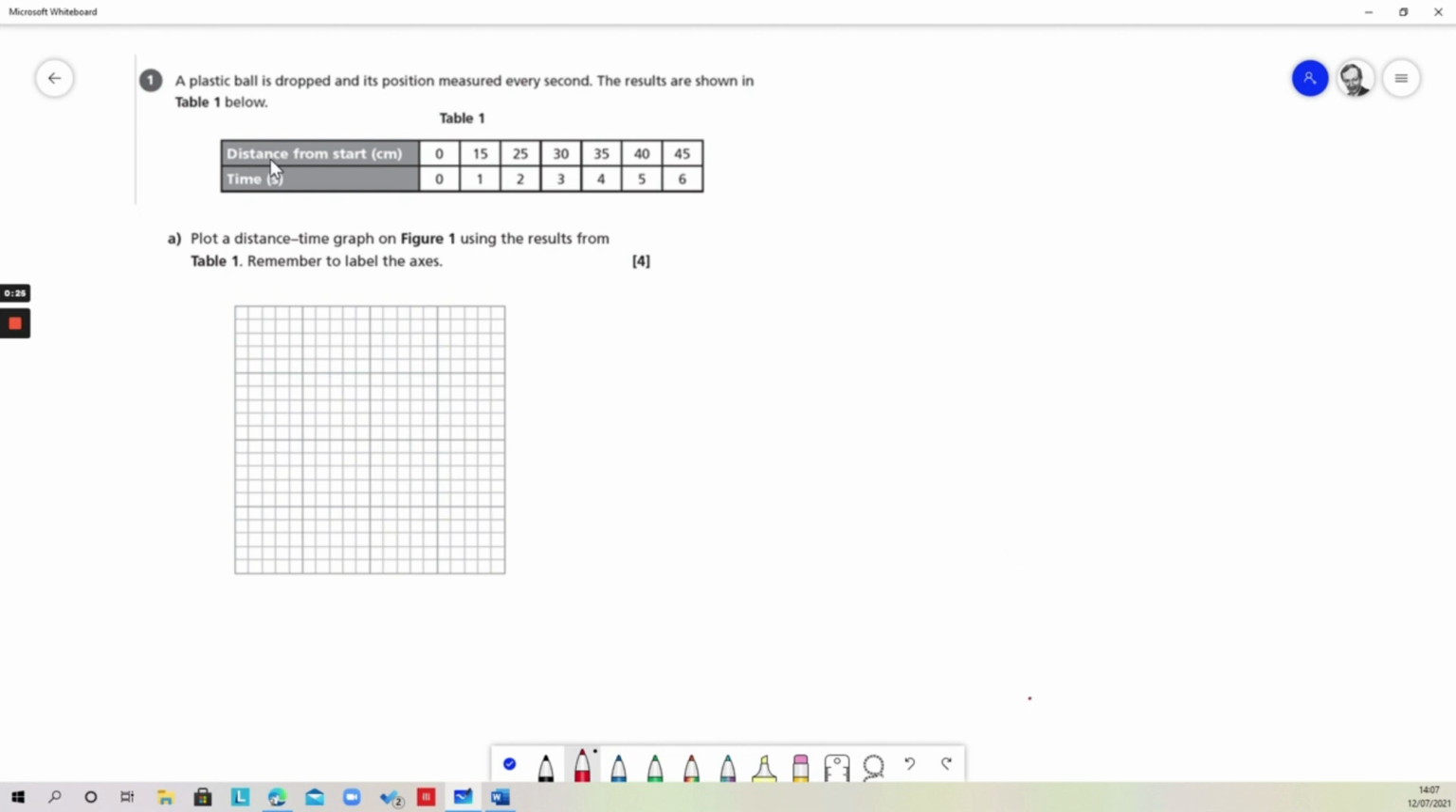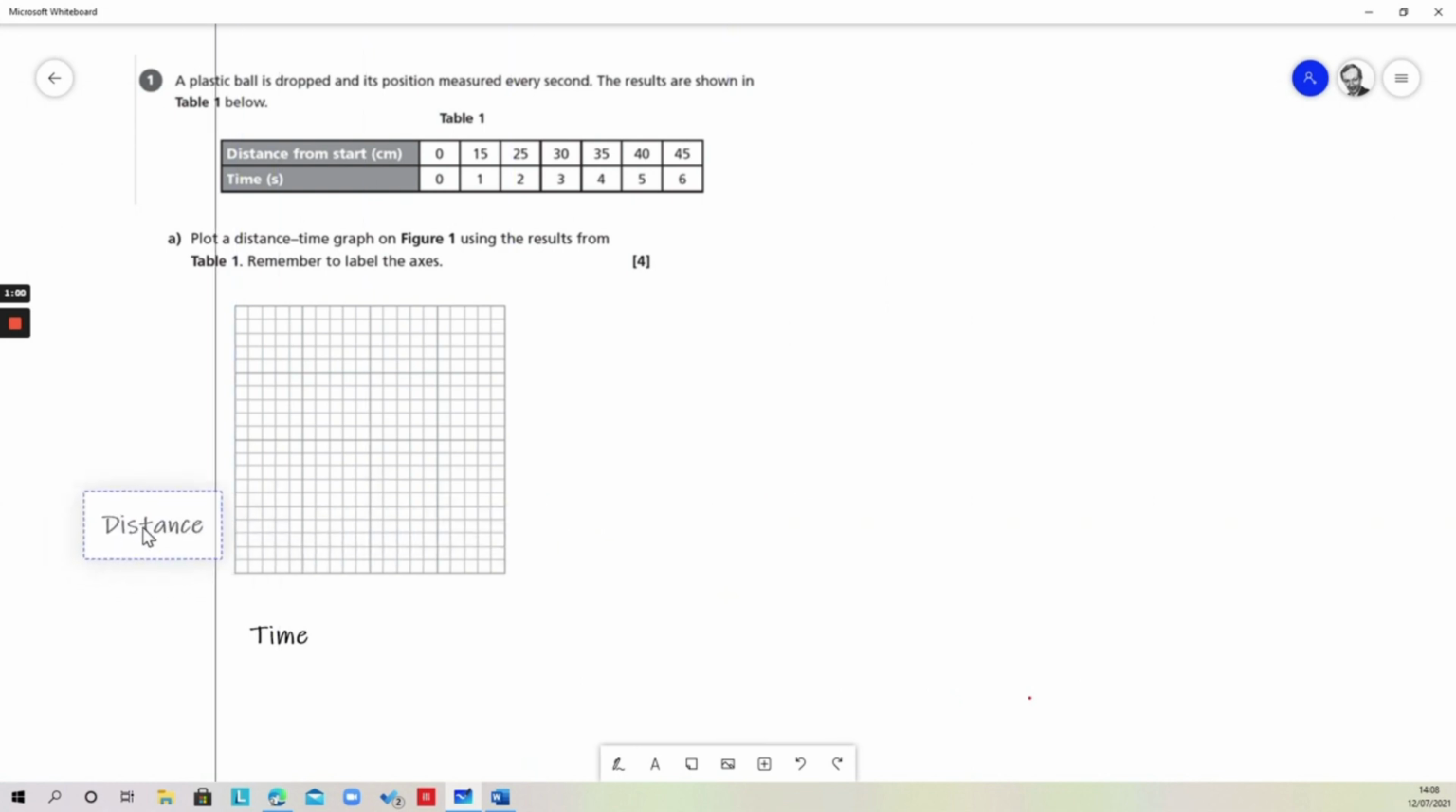Obviously one of the axes is going to be distance, the other one is going to be time, and the convention that we use is that the independent variable goes on the x-axis, the horizontal axis. So we need to put in a label that says time. We'll put that by the x-axis, the axis across there, and we also need a label that says distance, because that's the other axis. So we'll put that in alongside the vertical axis.